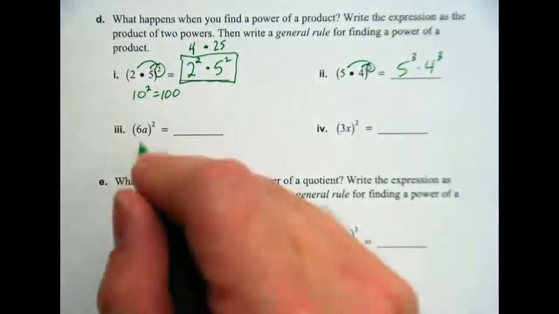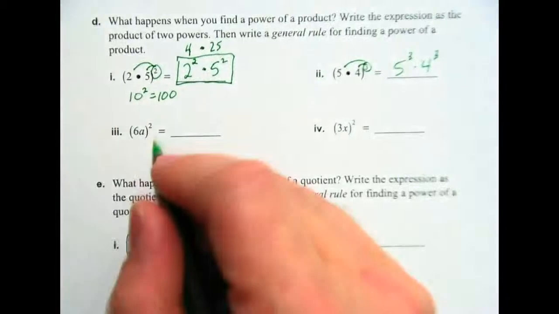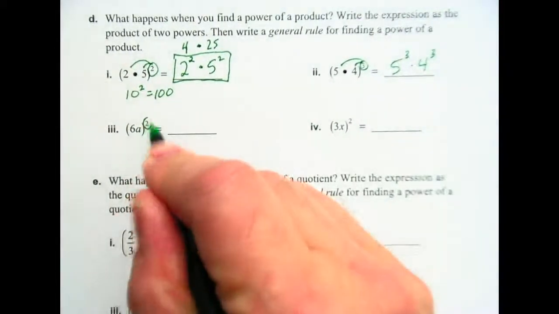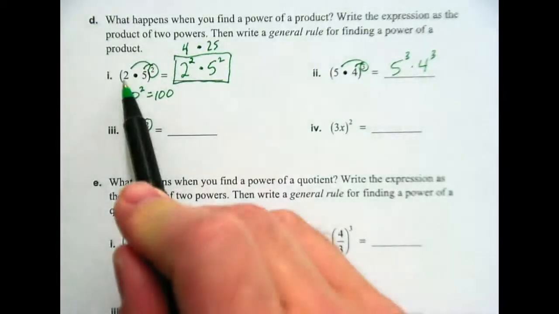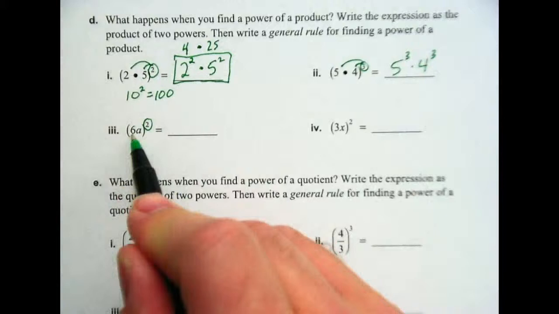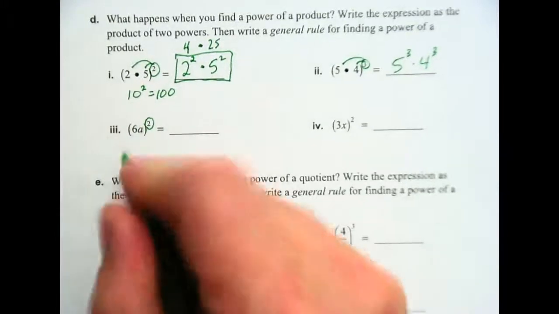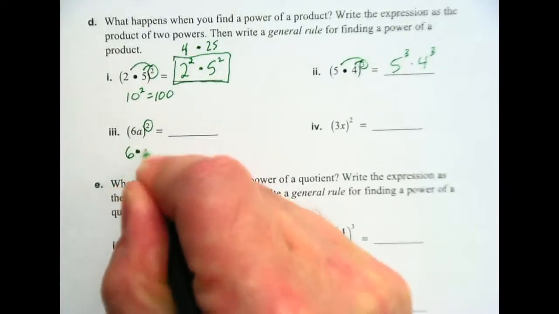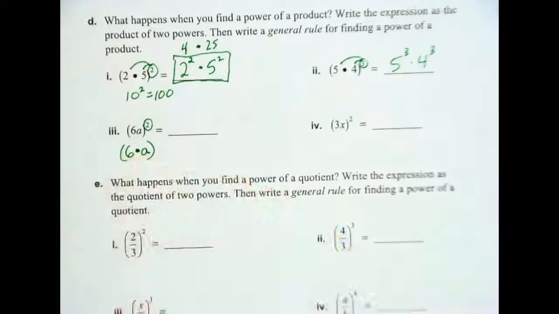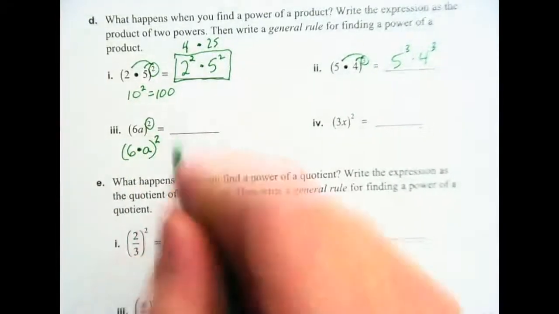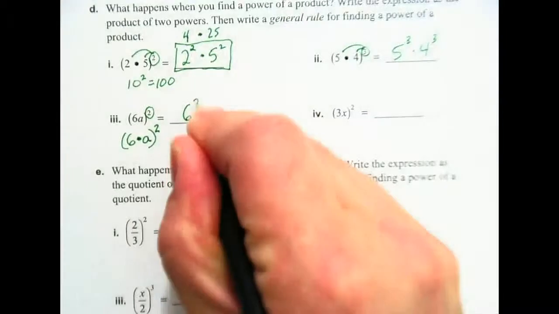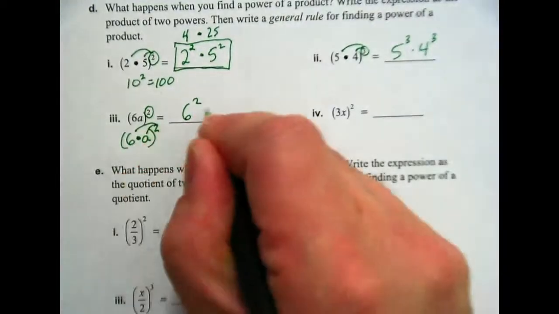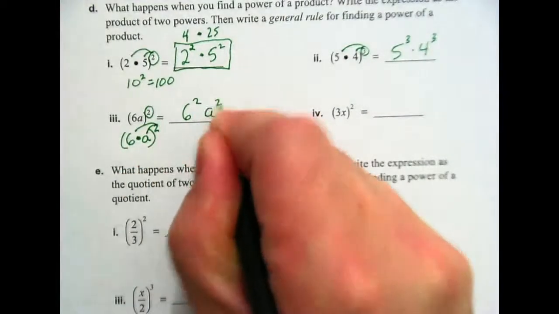Okay. So 6a to the 2nd. Bobby, what could I bring the 2 into? Notice up here you have 2 times 5. Down here, what do you have in here? 6 times a. Now they don't write it like that. They just write it as 6a. But if you have 6 times a squared, what's another way to write that? 6 squared times a squared. Yes, you can bring that into each. And that's why we look for those patterns there.